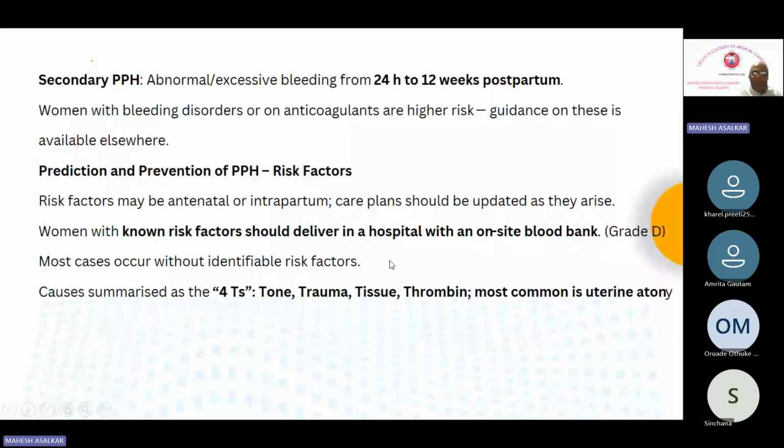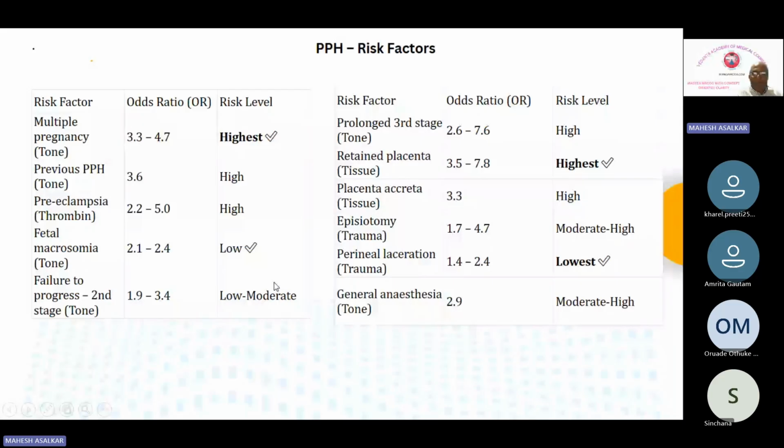Let's see this particular table regarding the high risk factors. One is multiple pregnancy, the odds ratio is this. Then previous PPH, here tone is the factor, preeclampsia, here thrombin is the responsible factor, then fetal macrosomia, again tone, failure to progress, again tone. But what you see is the odds ratio among all these high risk factors. Here the highest is 3.3.